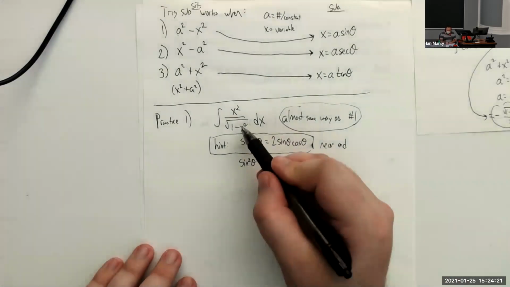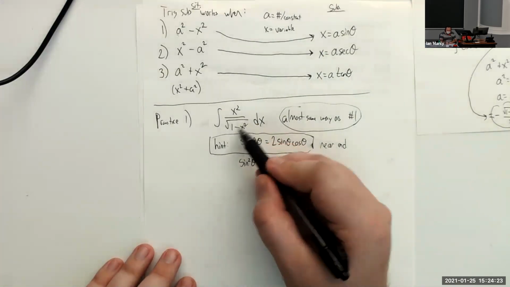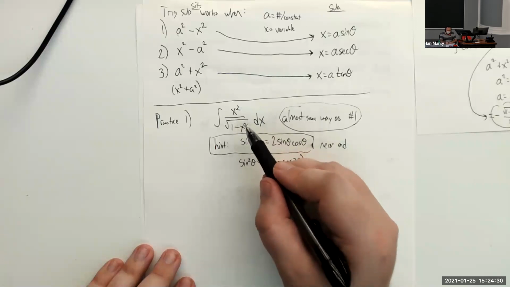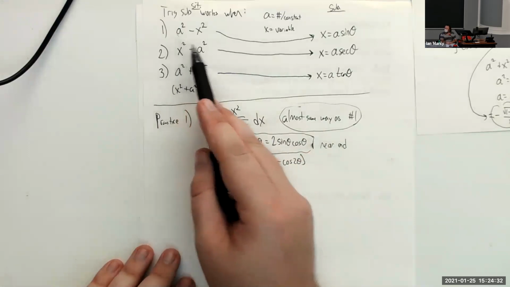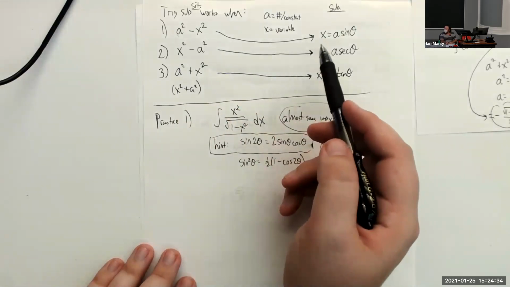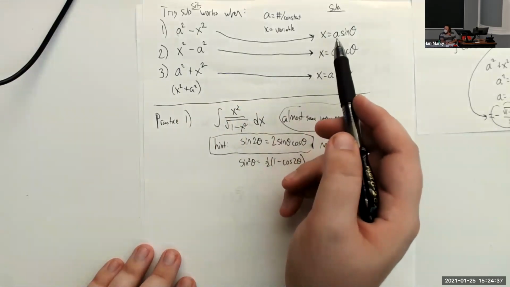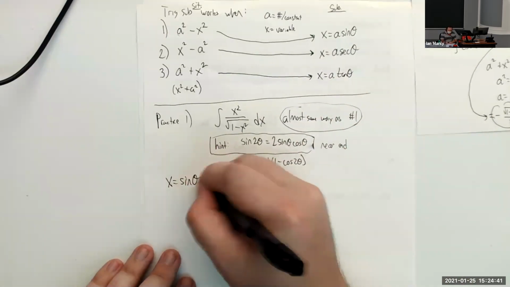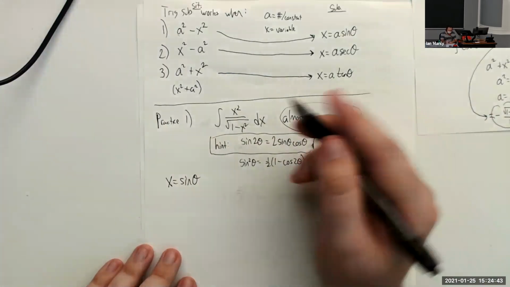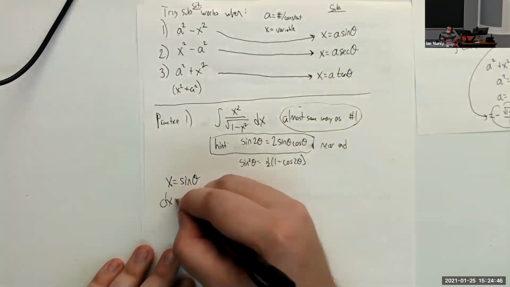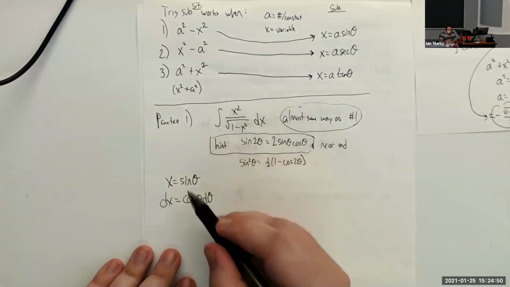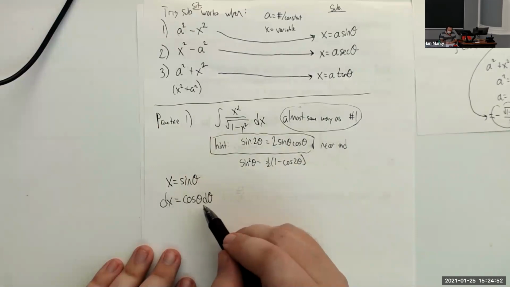So what we're going to do here is we see this, right? And we see that we have 1 minus x squared here. So that's a number squared minus a variable squared. So if we go up here, that suggests that we should maybe use x is whatever the number is being squared times sine of theta. So for this case, we're going to use x is just sine of theta because this is just 1. All right, we always need differentials for whenever we do a substitution. So we do the derivative and we have dx is cosine of theta d theta.